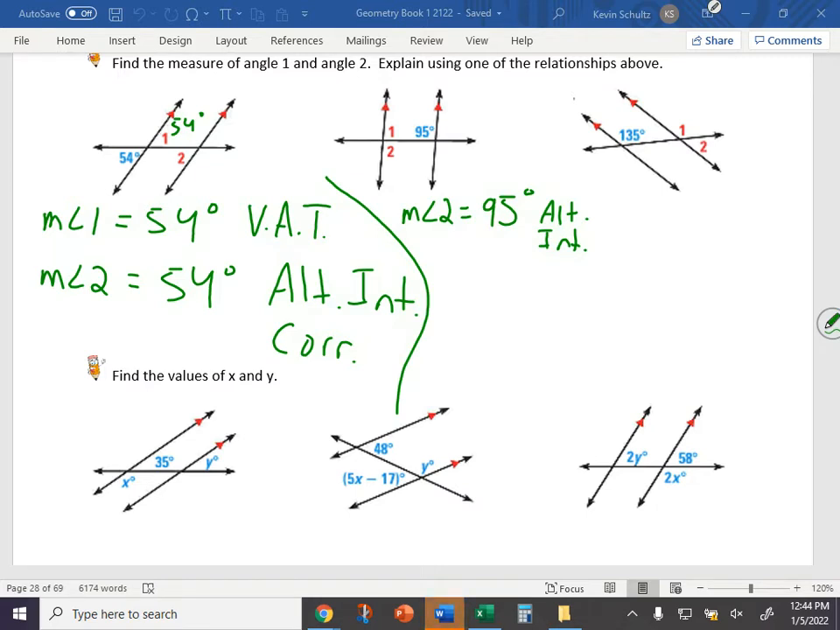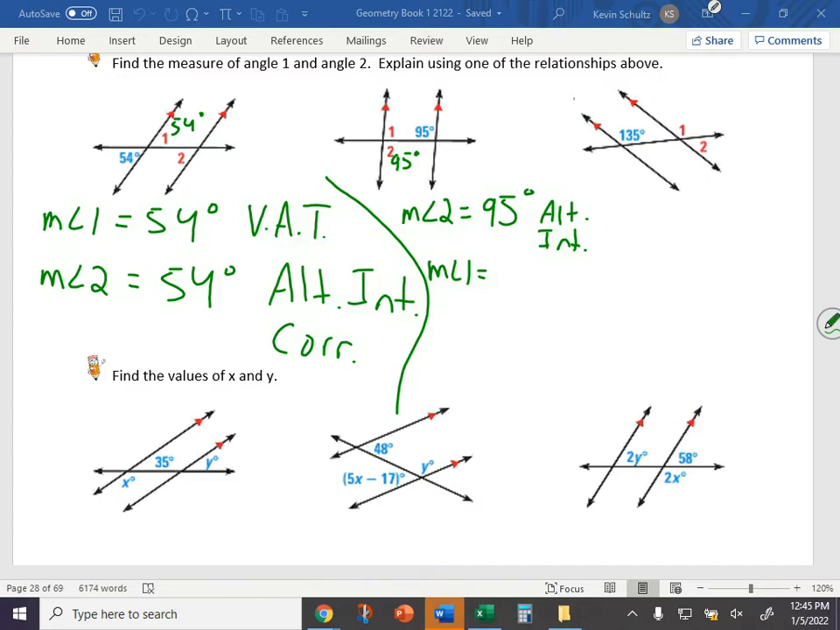Now that we've determined that, give me 2 ways that we can determine angle 1. One way would probably be that the 95 is corresponding to the 1. So angles at the same vertex can't correspond with each other, right? Corresponding angles, same location, different vertex. So we can't use that one to get angle 1.